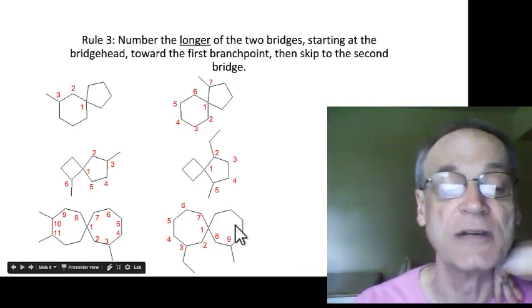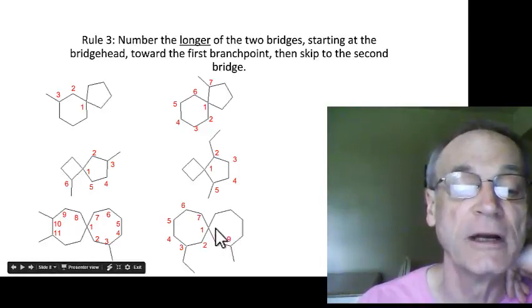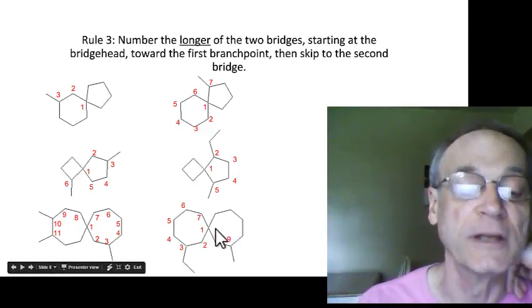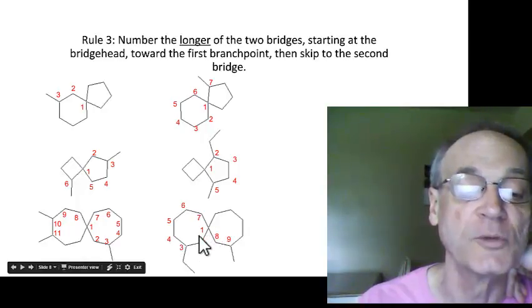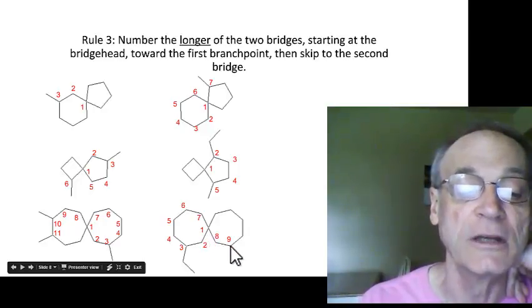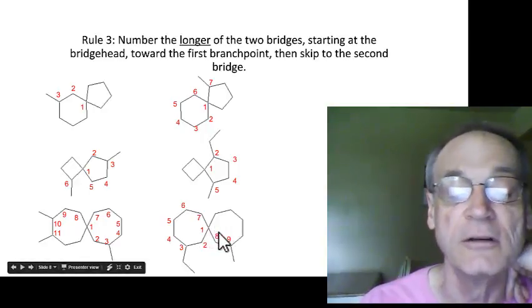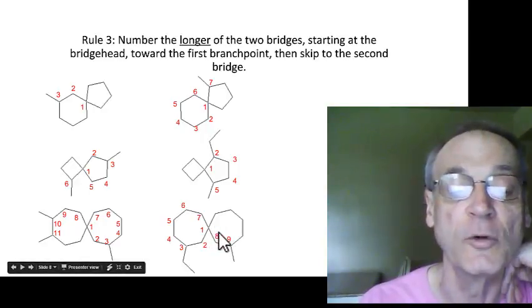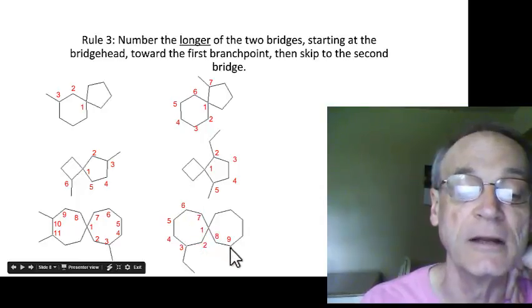And what about here? Again, 2 rings are the same size as each other, so what do we use in terms of guidance to decide which ring to number around? Well, which one will get us to the first branch point as soon as possible? If we go this way, 1, 2, 3, we get to the first branch point at carbon number 3. If we go this way, 1, 2, 3, we get to the first branch point at carbon number 3. So we still can't decide which one to number around based on first branch point. So what we do is we fall back on alphabetical, and since E comes before M in the alphabet, we're going to number around this way. So 1, 2, 3, 4, 5, 6, 7, and then we jump to 8 and then 9.